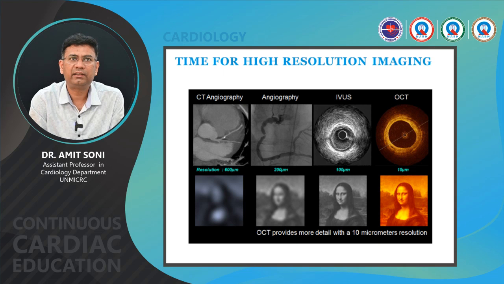You can see that the resolution of CT angiography is around 600 micrometers, angiography is around 200 micrometers, and IVUS is up to 100, and OCT gives you a resolution at the 10 micrometer level. So OCT provides more details with 10 micrometers resolution. You can see the very famous picture of Mona Lisa, which is more visible in the picture just below the OCT.